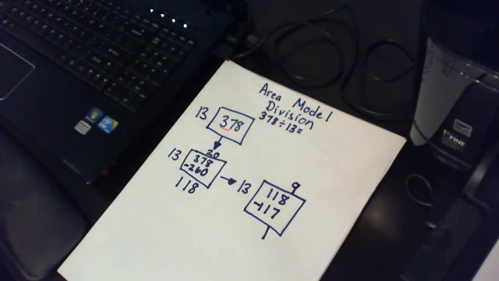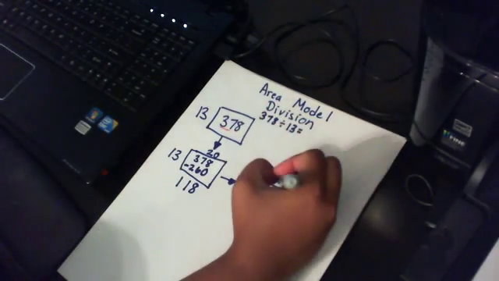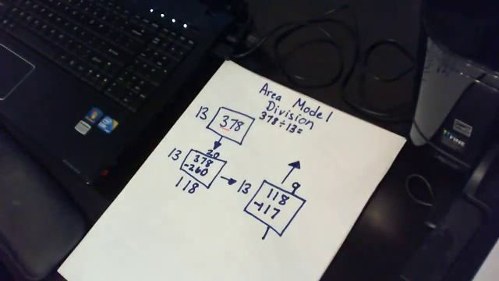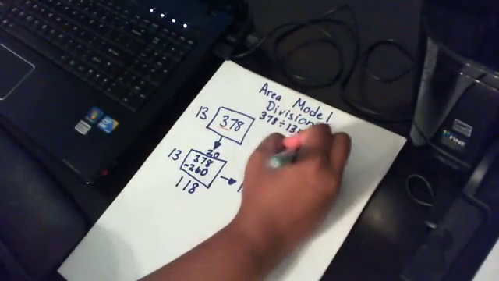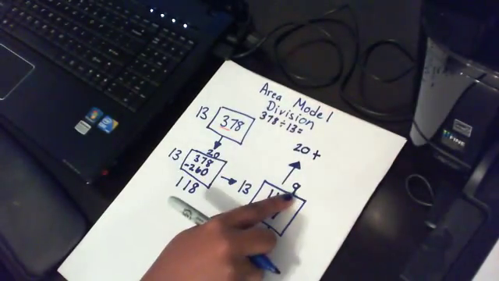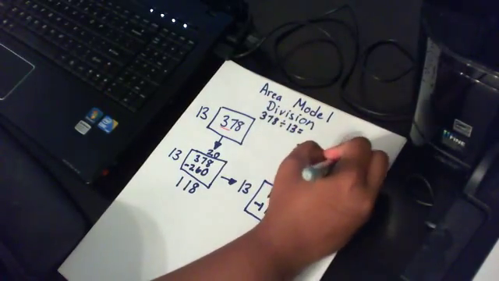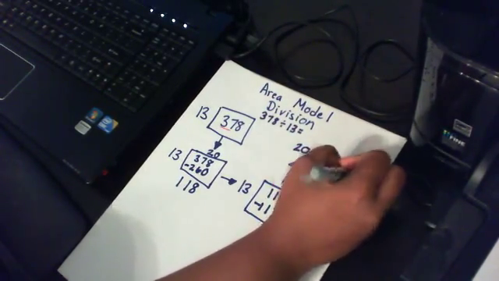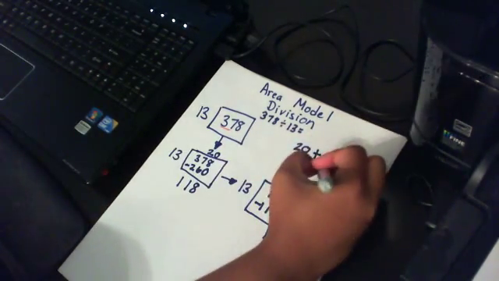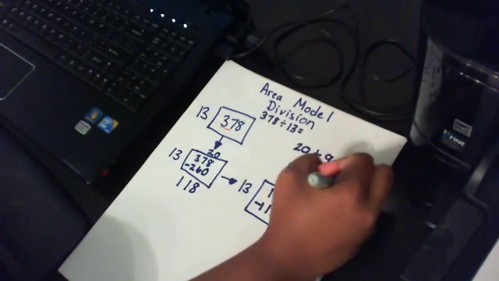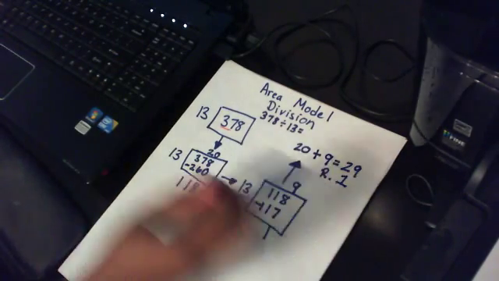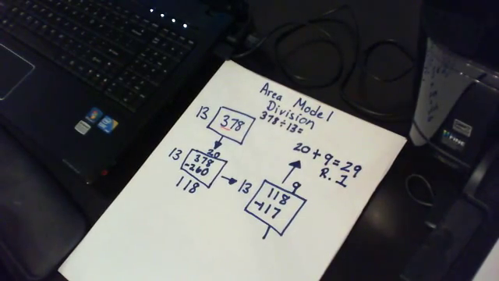So I'm going to draw an arrow up so we can finish our rectangle. And we're going to use the numbers on the top. We're going to get 20. Remember 20 was here. Plus 9 equals 29. So our answer is 29. And we have a remainder of 1. And so we made a little rectangle, which is very similar to our area model.